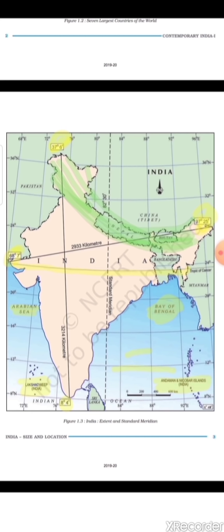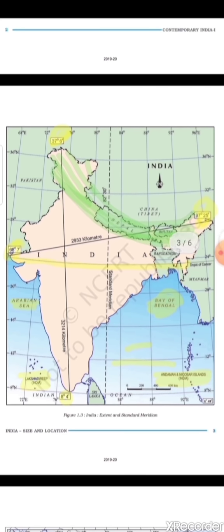And the Tropic of Cancer, which passes through the center of the country, divides our country into two equal parts. And in India, the Tropic of Cancer passes through 8 states. Students, if you have a pen and notebook, you can note down the names of these states.